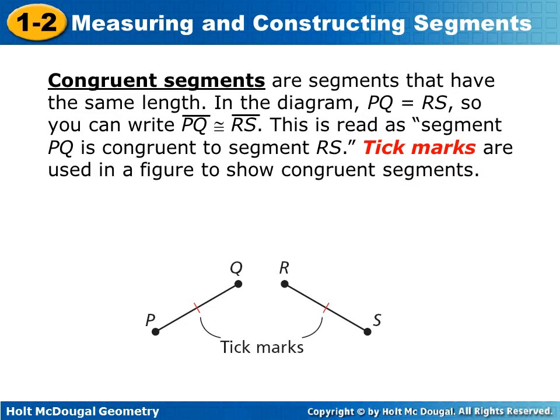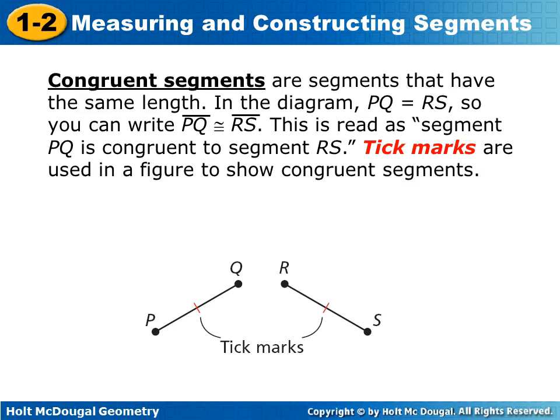Congruent segments are segments that have the same length. In this diagram, PQ is equal to RS, and remember there's no line above the PQ and RS because we're talking about distances. So the length of PQ is equal to the length of RS, so you can write line PQ is congruent, with the equal sign with the swoosh over it, to line RS. This is read, segment PQ is congruent to segment RS.